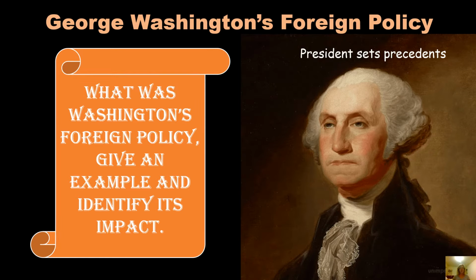Welcome to the foreign policy of President George Washington, arguably our most beloved president ever. Definitely the first president of the brand new United States of America. As the first president, he set many precedents, and foreign policy is one of them.